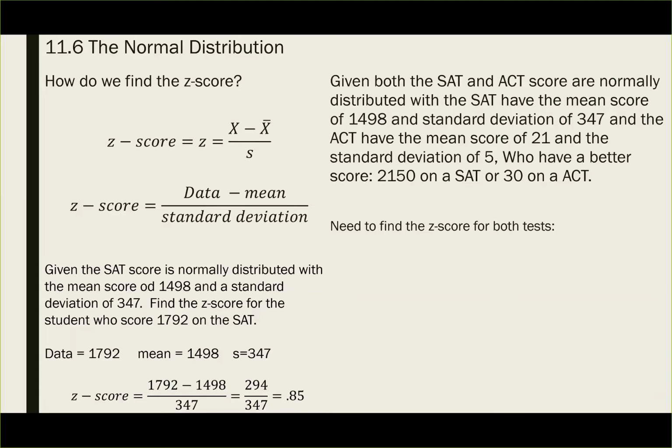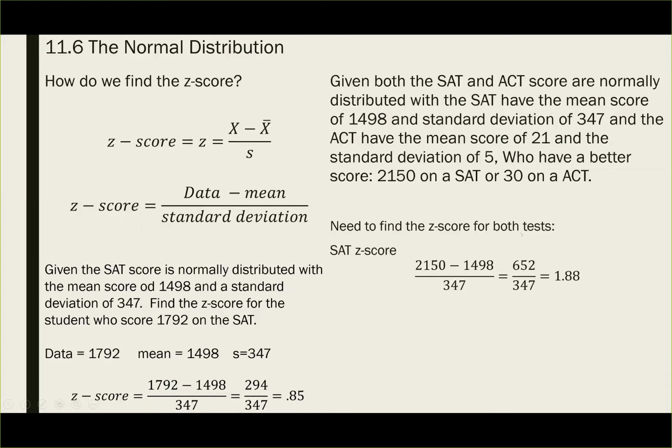And the SAT Z-score is, do you agree that the SAT, the data is 2150 minus the mean of 1498 divided by 347. That's my SAT data. Everybody agree that SAT is 2150, that's my data. The mean is 1498 divided by 347, which is the Z-score is 1.88, okay?